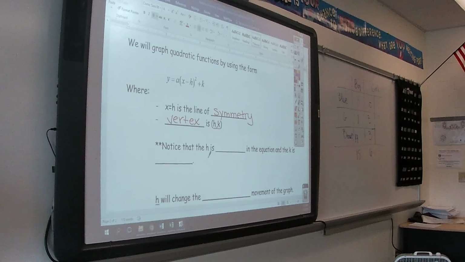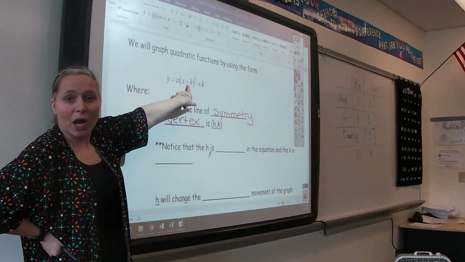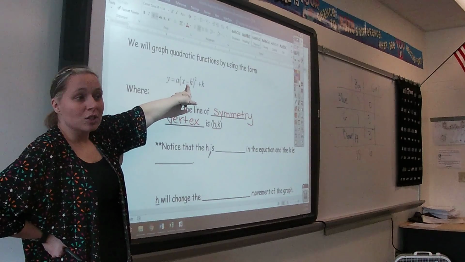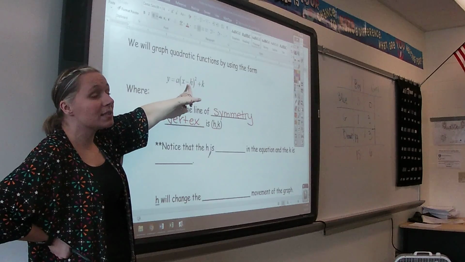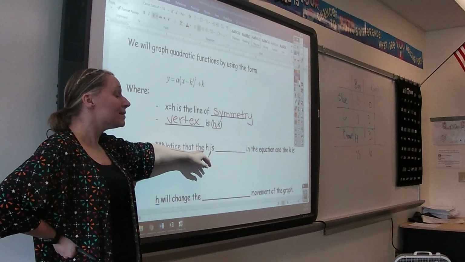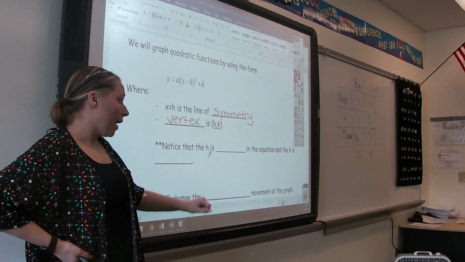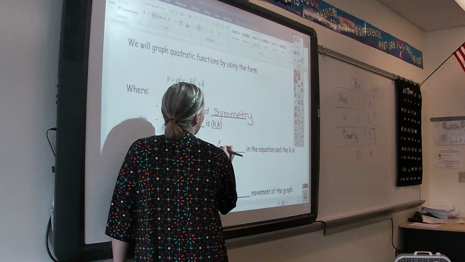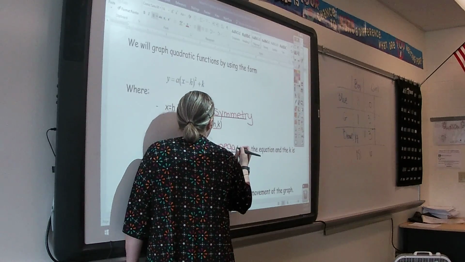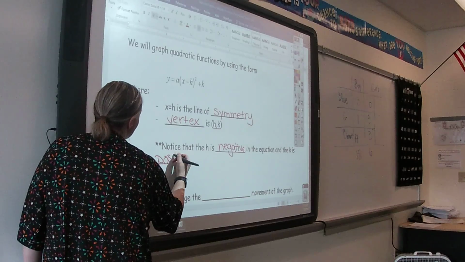Now, you really have to think back in your brains here. But notice how this h has a subtraction sign? Just like in point-slope form, that subtraction is part of the formula, not part of the value. Okay, so the h is negative in the formula, and the k is positive.